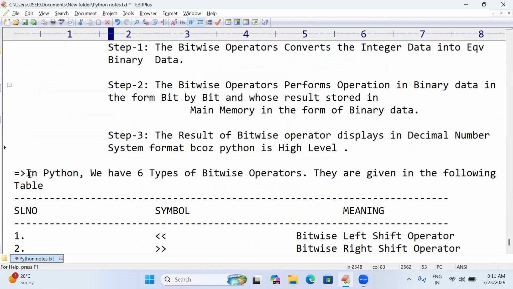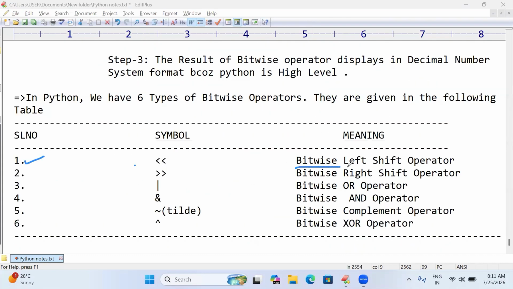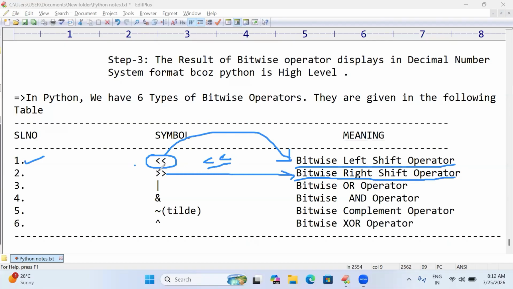In Python we have 6 types of bitwise operators. The first bitwise operator is the bitwise left shift operator. For left shift, we use a double less than symbol, which is the symbol for the bitwise left shift operator. To represent the second bitwise operator, the bitwise right shift operator, we have double greater than symbols.